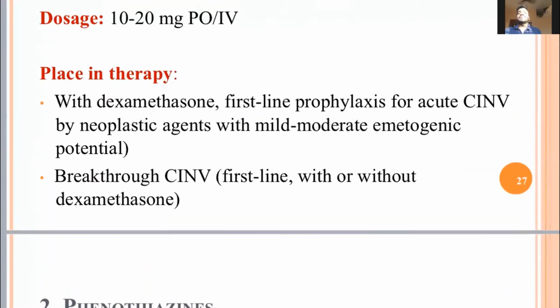You can combine this drug with dexamethasone. When you combine it with dexamethasone, it becomes first-line prophylaxis for acute chemotherapy-induced nausea vomiting. And then you can use it in breakthrough CINV as a first line, with or without dexamethasone.